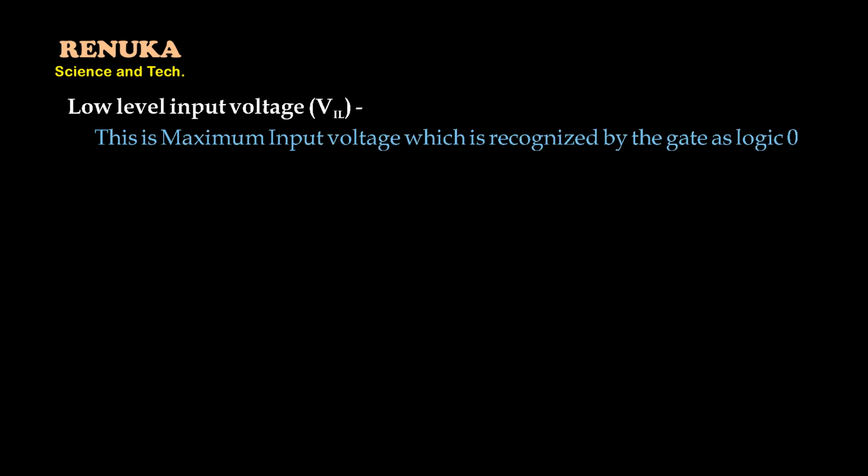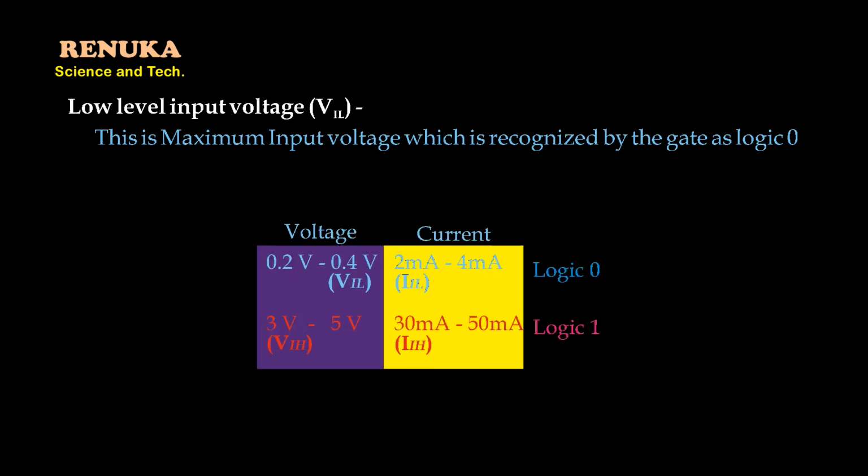Now the second definition is low level input voltage, VIL. In the voltage range 0.2 volt to 0.4 volt, this was the range which is recognized by the gate as logic 0. So it is defined that this is the maximum input voltage which can be recognized by the gate as logic 0. 0.2 volt and 0.4 volt. So 0.4 volt is the maximum voltage. So this voltage is the low level input voltage.